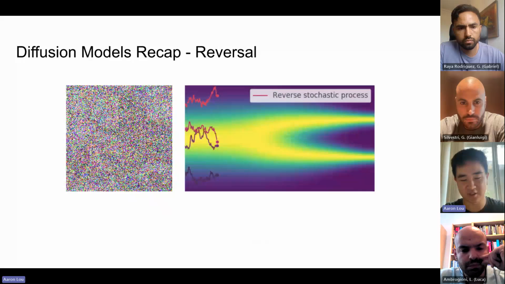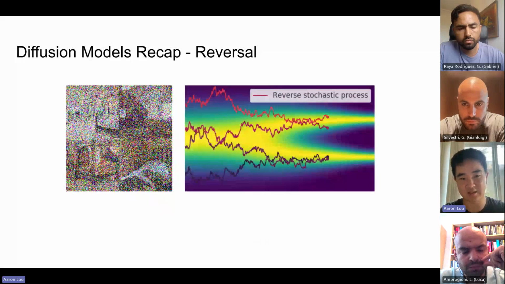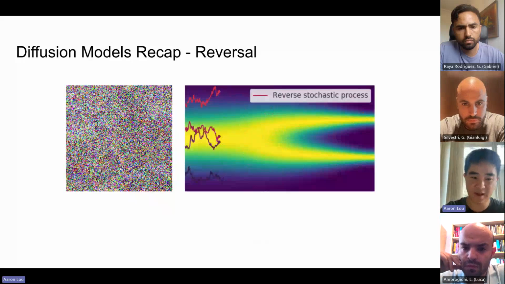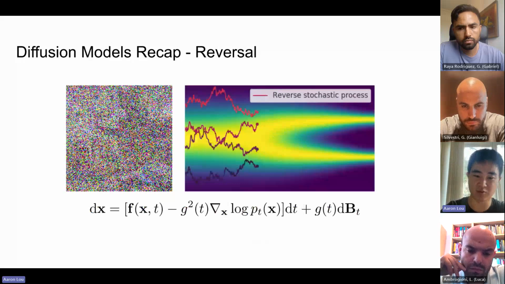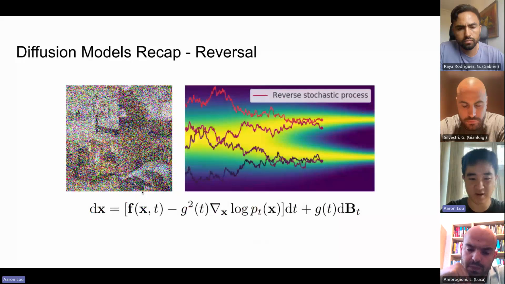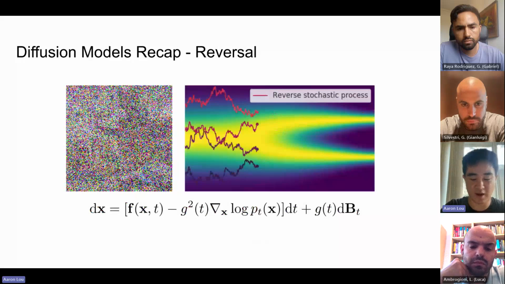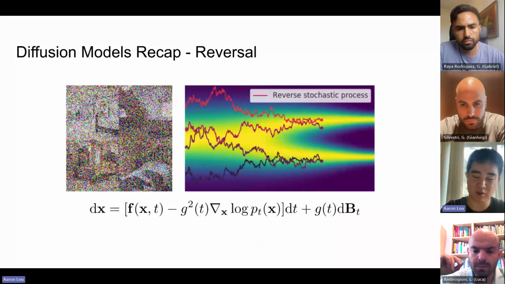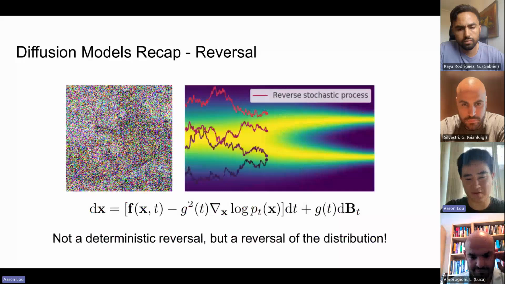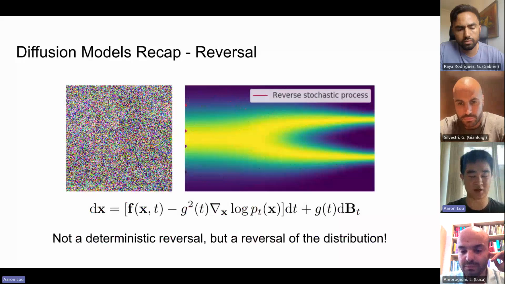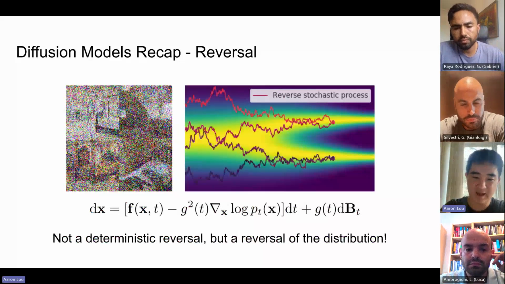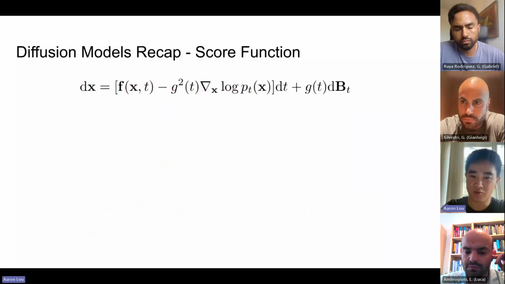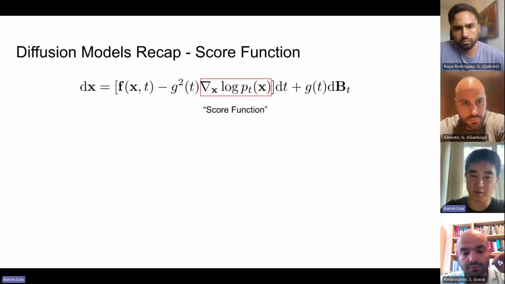So in particular, we can reverse the diffusion process, which in principle would take us back from noise to data. And we can accomplish this by following the reverse stochastic differential equation, which is given by this equation here. The only difference between this and our forward stochastic differential equation, or the thing that we don't really know, is, well, first of all, it's important to understand that this is not a deterministic reversal, but actually a reversal distribution, which allows for sampling. And as I was saying, the only thing that we don't really know is this gradient log probability function here, which is also known as a score function.